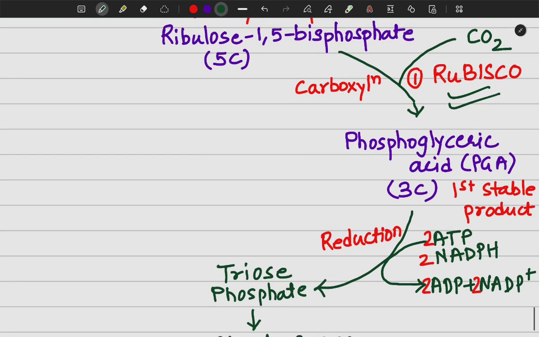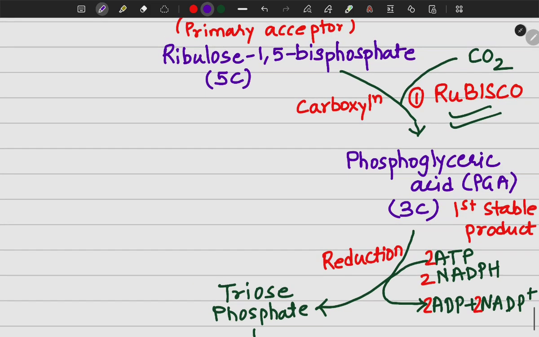Now the third step, regeneration. So from this triose phosphate, there will be one intermediate formed, which will ultimately give rise to the primary acceptor of CO2, which is the ribulose bisphosphate. And it is not important to remember the name of that intermediate, you just have to remember the third step, which was the regeneration.